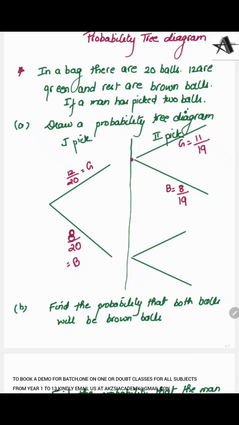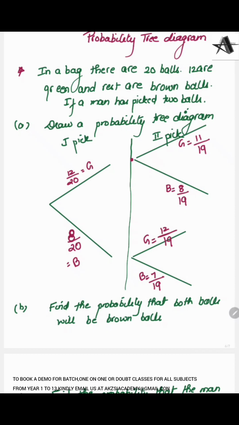For the second one, say for example he has already picked brown, then what are the remaining numbers of green and brown balls? Because for the second pick again he'll be having 2 different choices. Either he can pick green or he can pick brown. Because he has already picked 1 brown, the number of green balls remains exactly the same, which is 12, but the total number of balls is 1 less now, which is 19. If he has already picked brown, the number of browns is 7 over 19. This is the probability tree diagram.